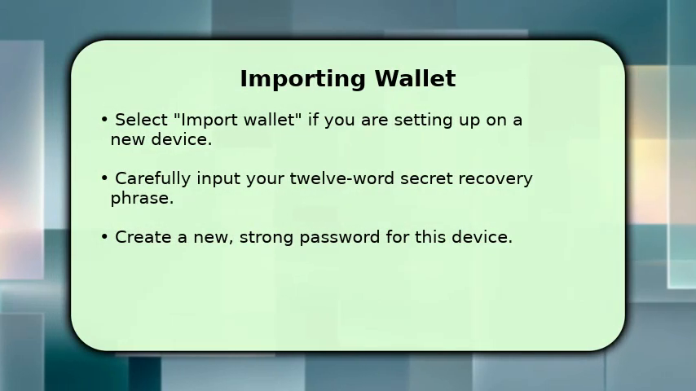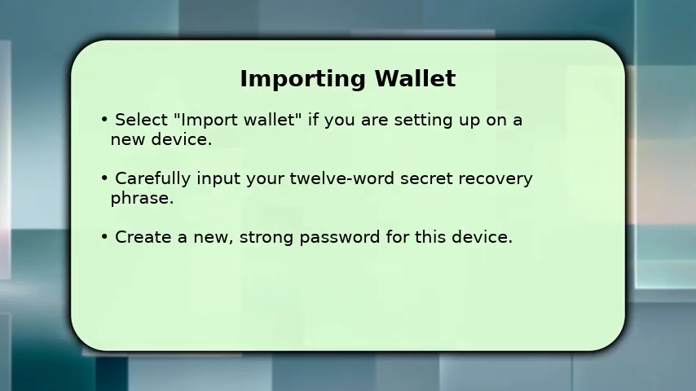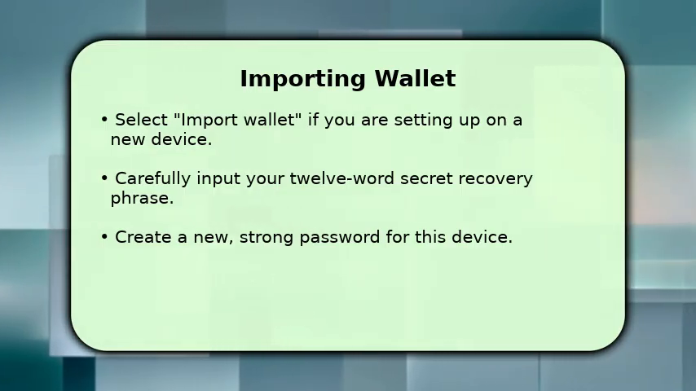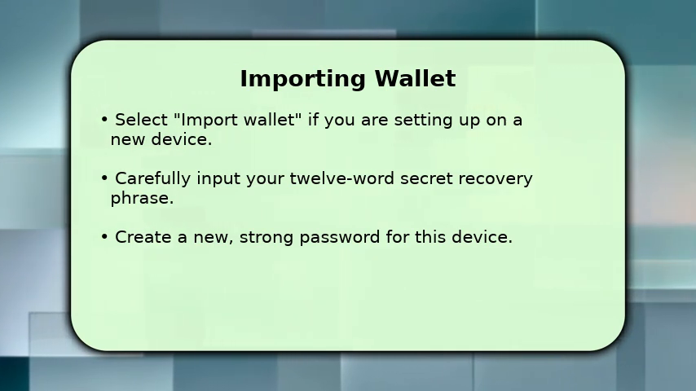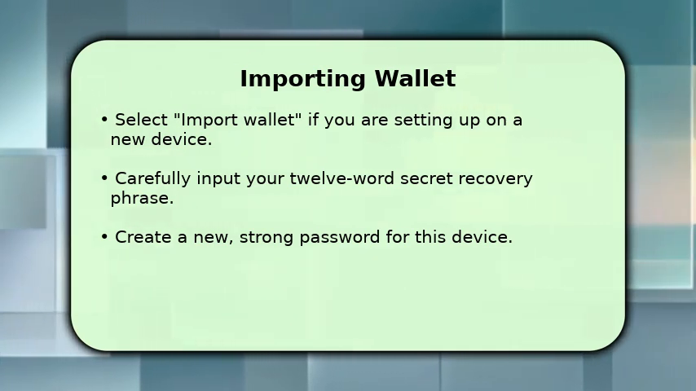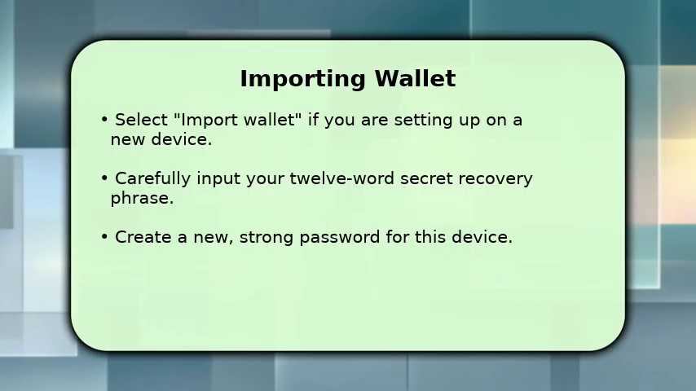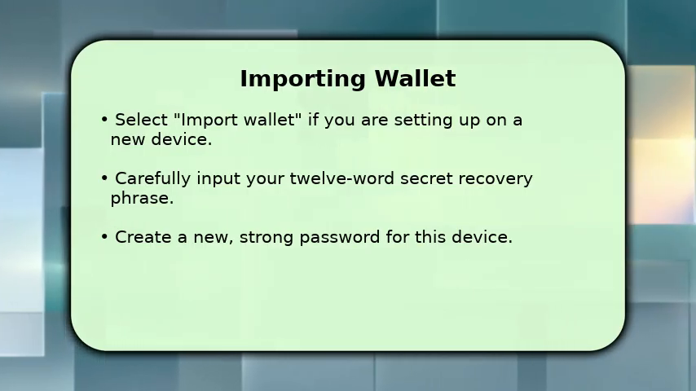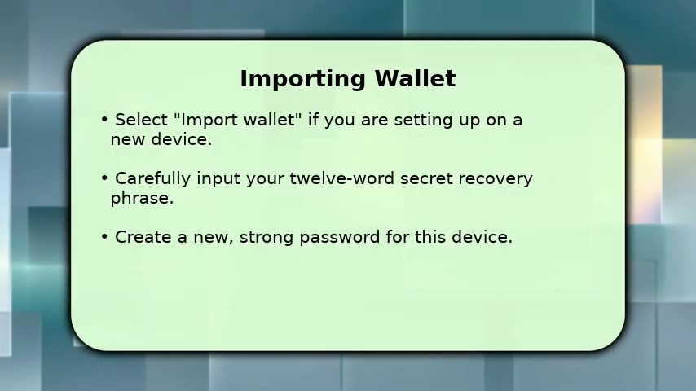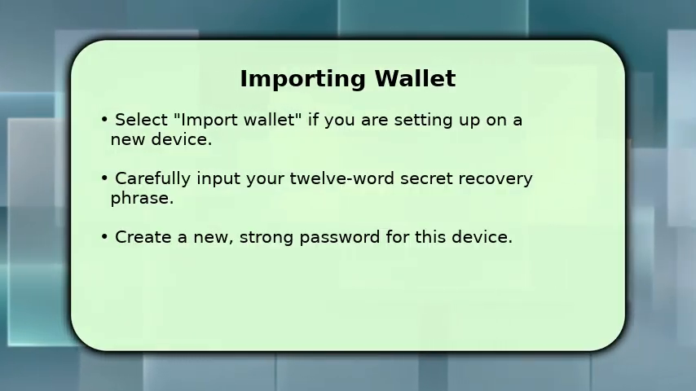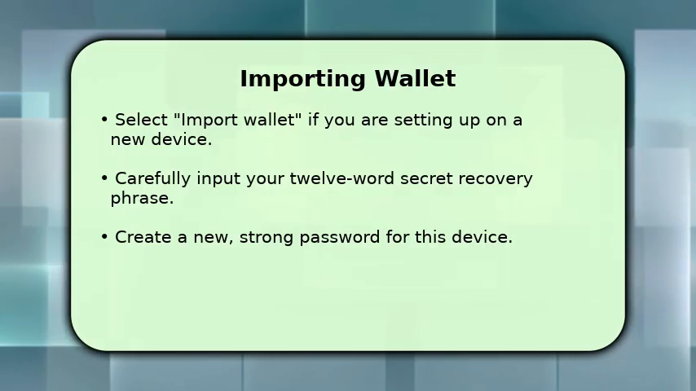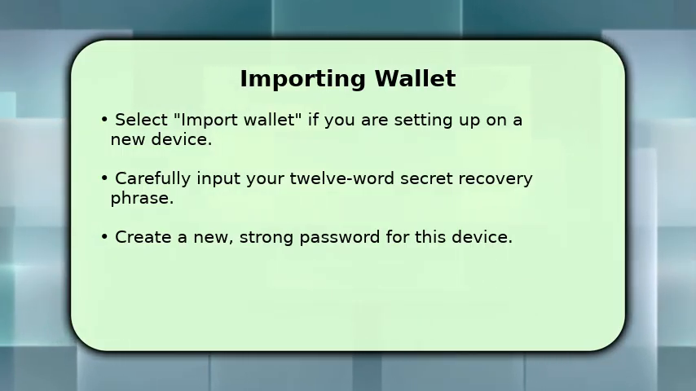If you're setting up MetaMask on a new device or reinstalling, you'll need to import your existing wallet. Select the Import Wallet option. You will then be prompted to enter your 12-word secret recovery phrase. Carefully type each word in the correct order. After entering the phrase, create a new, strong password for this specific device. This process securely restores your wallet.